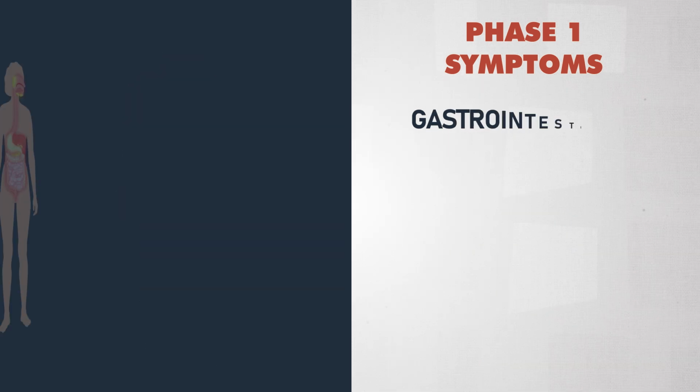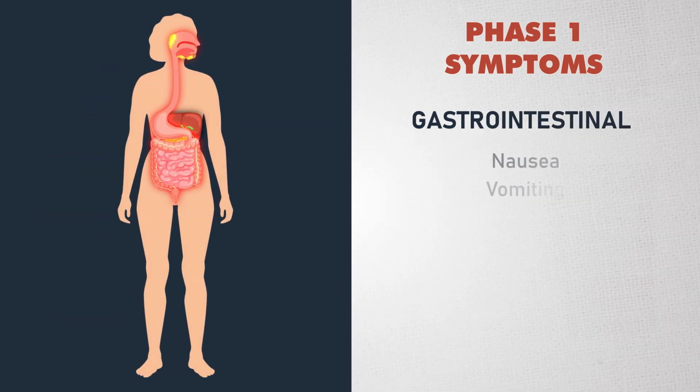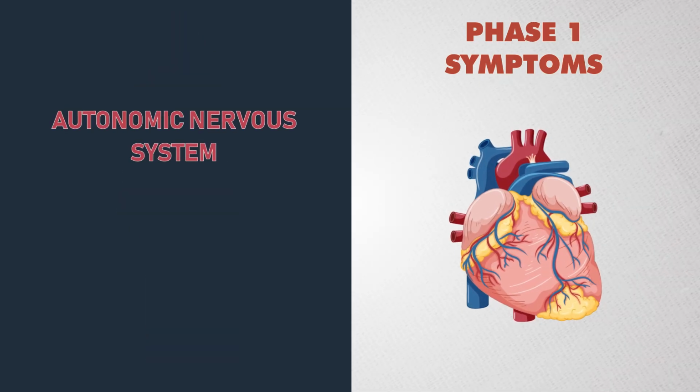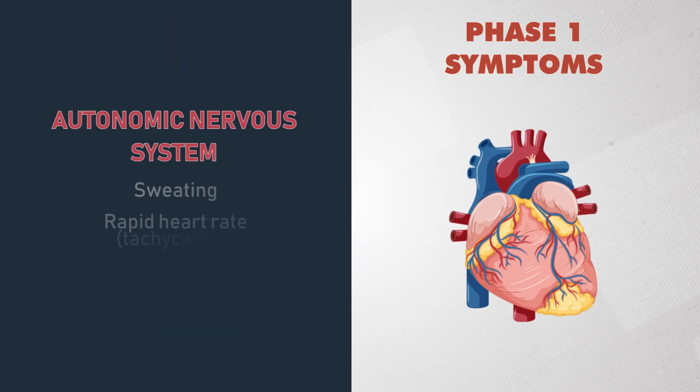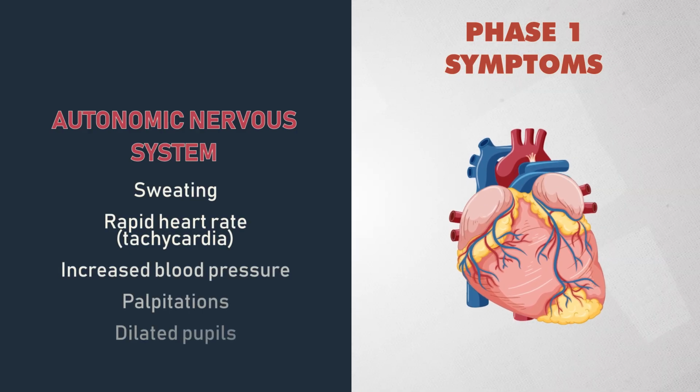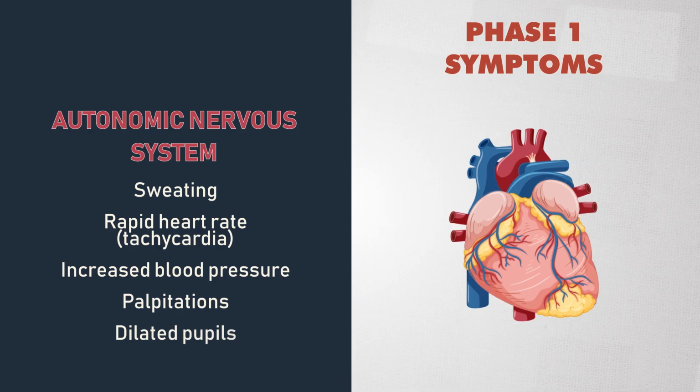Know that one. GI symptoms can be the nausea, vomiting, and loss of appetite. And then your autonomic nervous system: sweating, rapid heart rate, or your tachycardia, your increased blood pressure, which can become severe, heart palpitations, and dilated pupils.